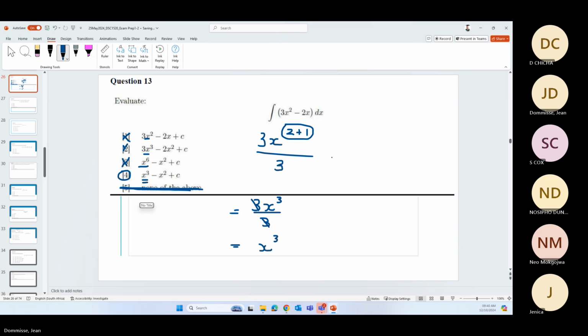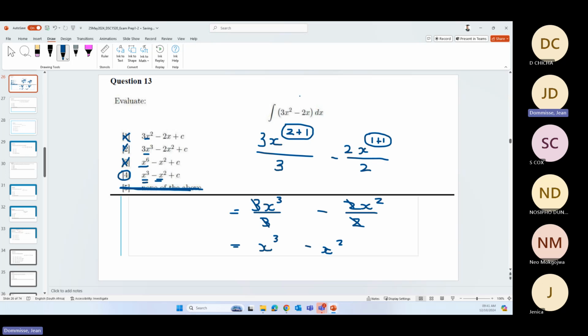But let's check this one. So it's 2x. If there's an x, it's normally a 1 that's hidden. So we need to add the 1. That gives us 1 plus 1 is 2. So minus 2x to the power of 2 over 2. So that again will fall away. So it's minus x to the power of 2. So if we look at that, there it is.